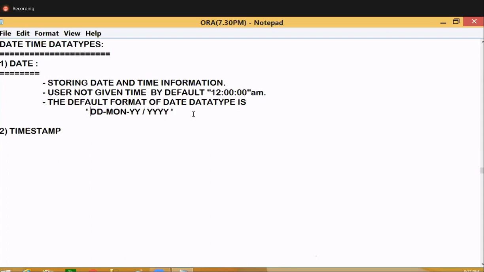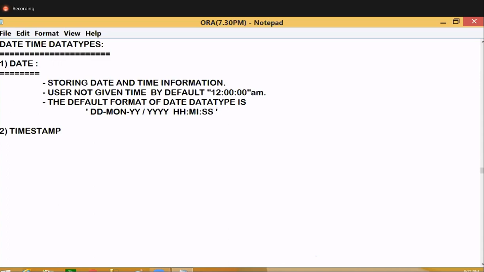And if you want to insert the time also, then the time will be accepted like this: a space, then HH:MI:SS. So this is the default format of a date and a time.